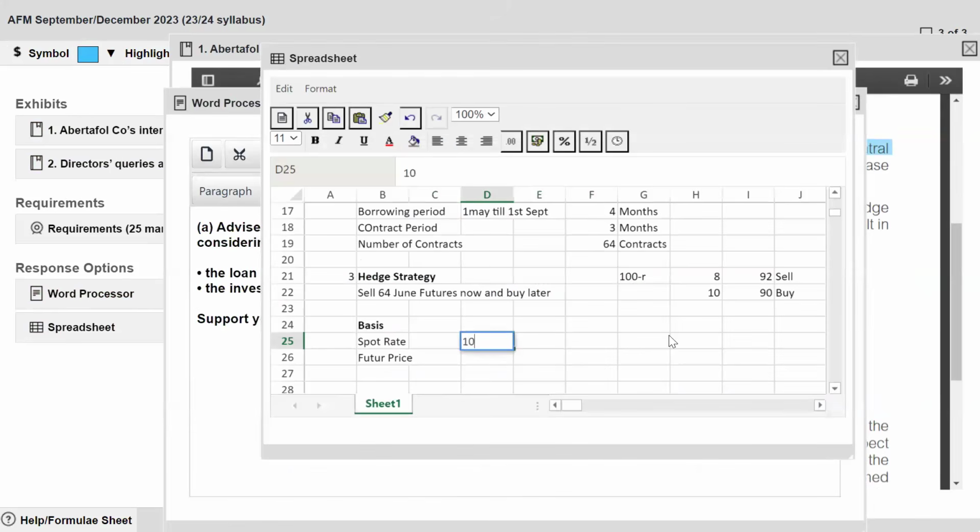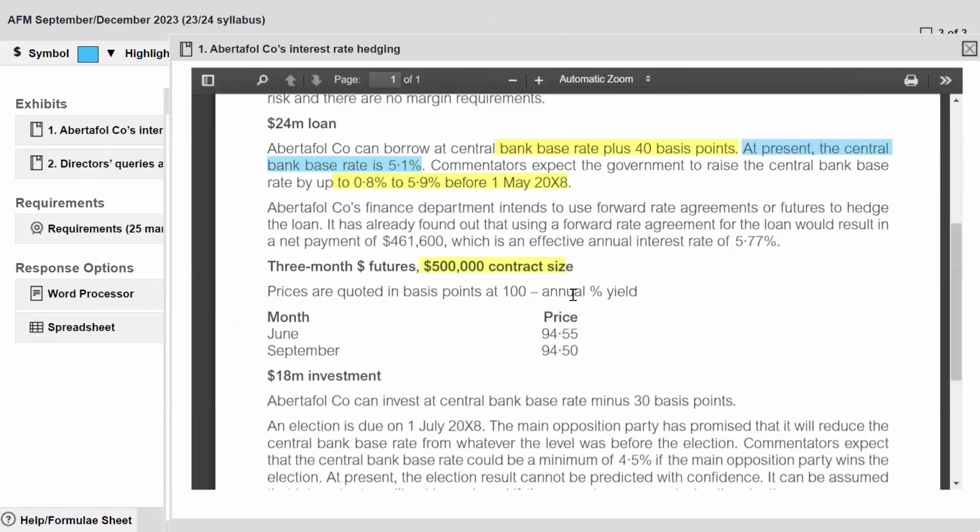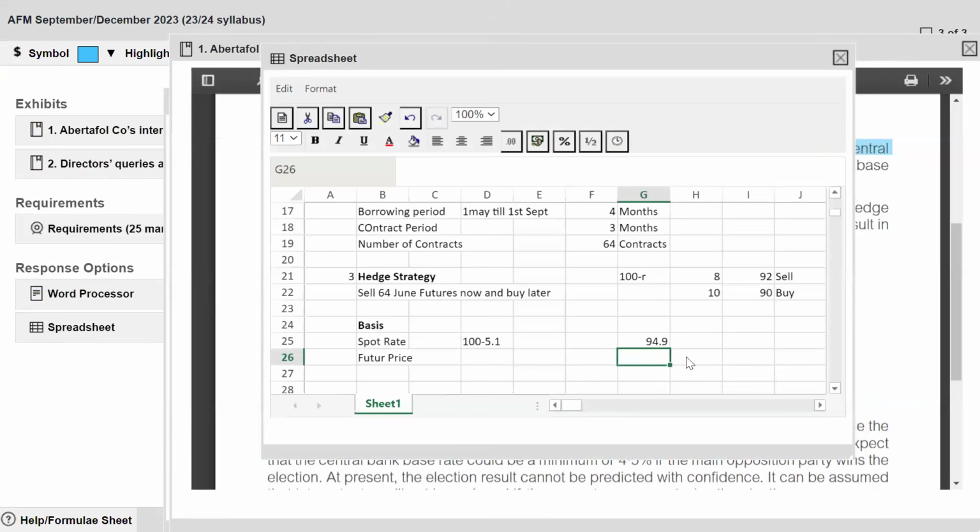So it is like 100 minus 5.1, which gives you 94.9. The price of the futures contract is given in the scenario, which is 94.55. The difference between these two is going to be considered as the basis.